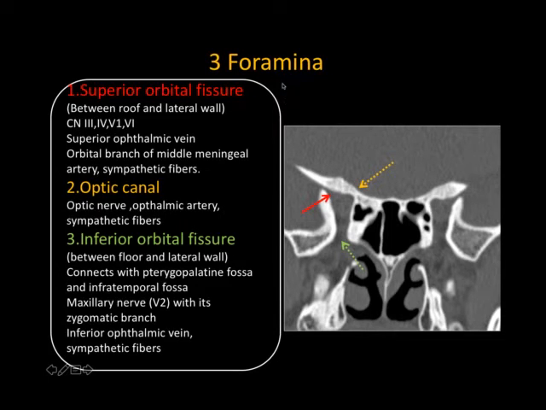Coming to the important foramina of the orbit, we have the superior orbital fissure, optic canal, and inferior orbital fissure. Superior orbital fissure is between the lateral wall and the roof of the orbit, and inferior orbital fissure is between the lateral wall and the floor of the orbit. And the optic canal is located medially, where the optic nerve and ophthalmic artery pass through it.